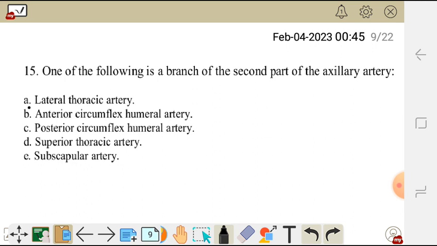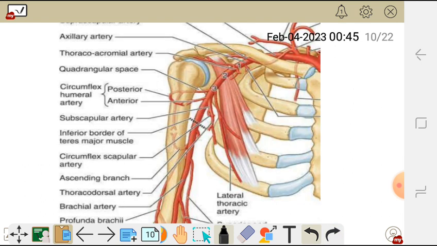The lateral thoracic artery is the branch of the second part of the axillary artery. Remember, the axillary artery is this artery here. That artery is divided into three parts. The first part gives rise to the superior thoracic artery. And then from there, we have the second part.